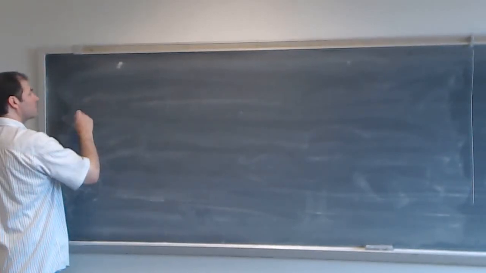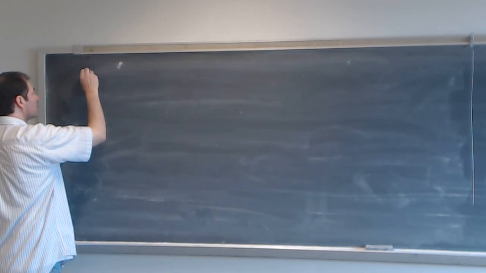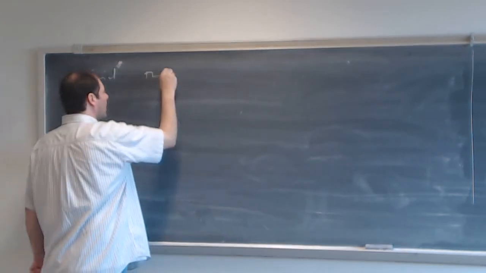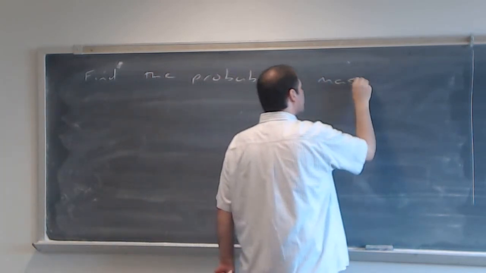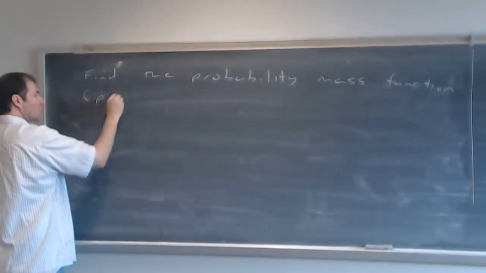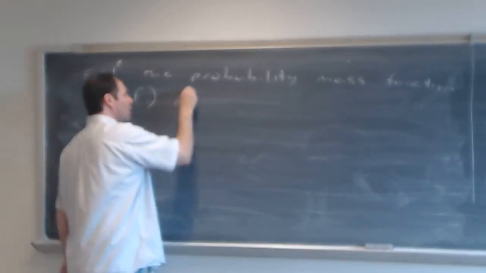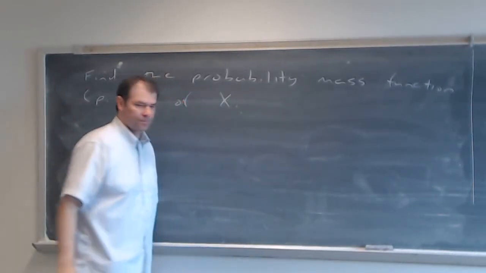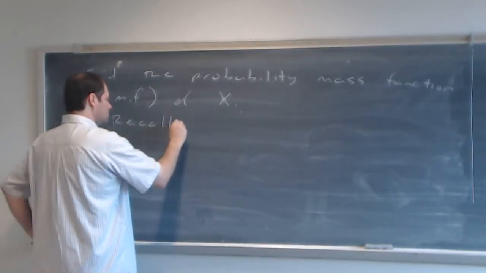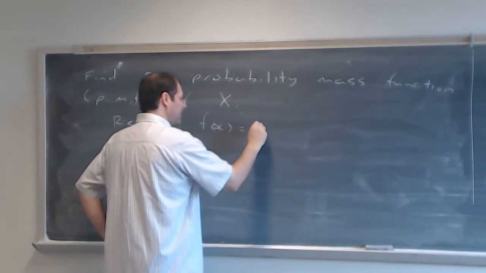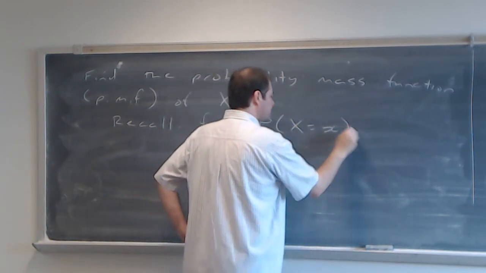So my direction is to find the probability mass function, and I will abbreviate that PMF, as I said, of X. All right, so the PMF is defined over the whole real line. And so recall, f of x, that's the PMF, is equal to the probability of big X equal to little x.